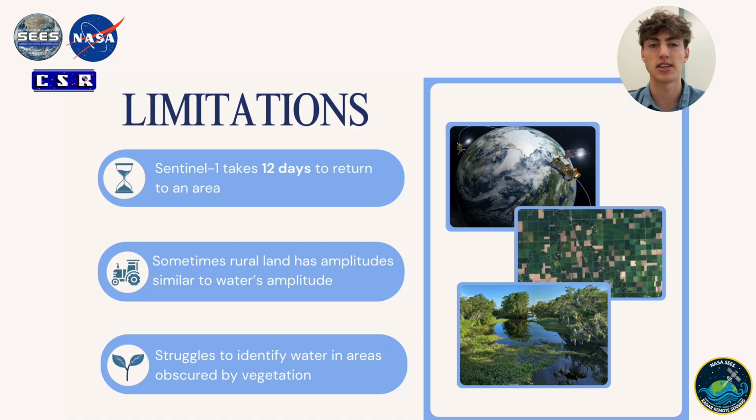But it isn't just farmland that can interfere with results. When vegetation grows on top of a river or lake, SAR struggles to detect where there is water. The image on the right is a picture of Jefferson Parish, which has a large swamp area. When the swamp overflows, much of the water is still covered by plants, which makes it difficult to detect flooding.